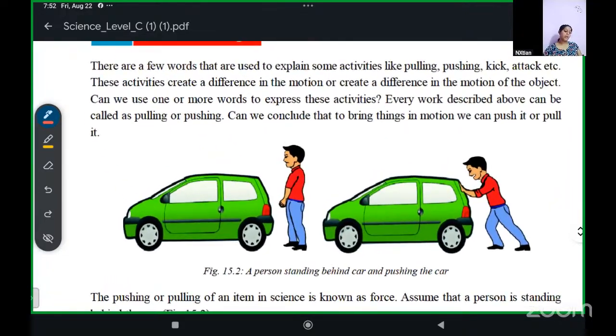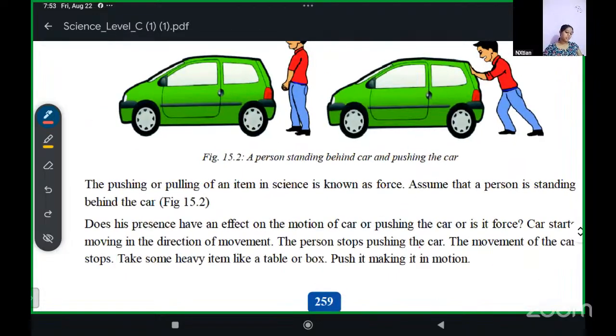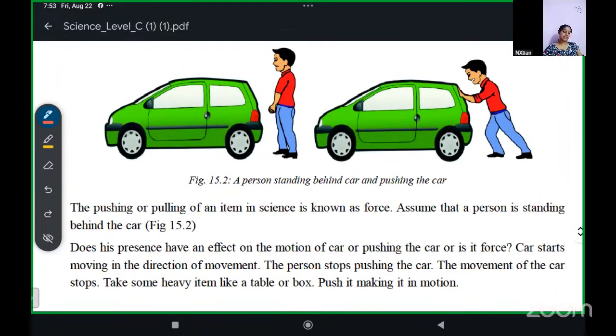Can we conclude that to bring things in motion, we can push it or pull it? Okay. When we want to put things in motion or get things moving, we need to push or pull. Now, the pushing or pulling of an item in science is known as force. Okay. The pushing and pulling of an item is known as force.